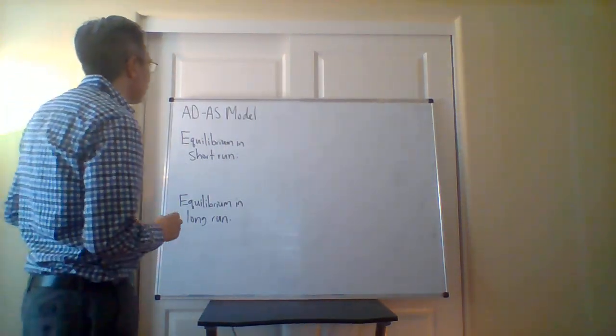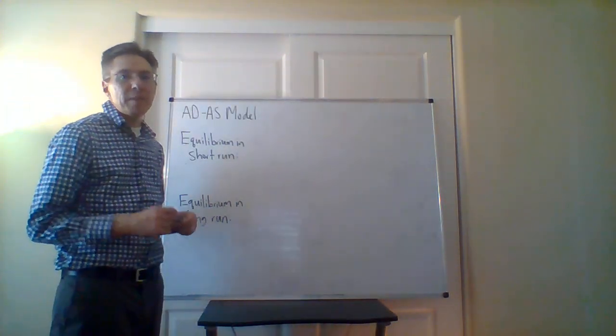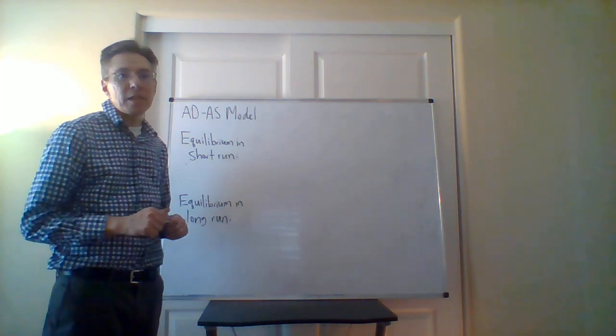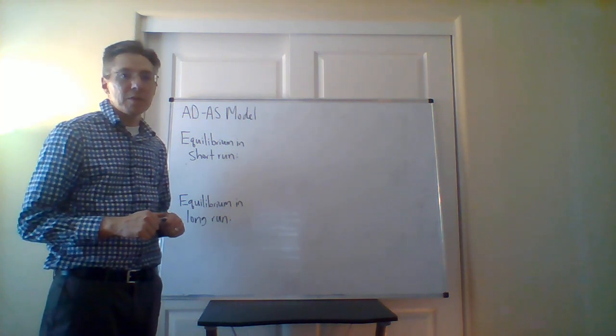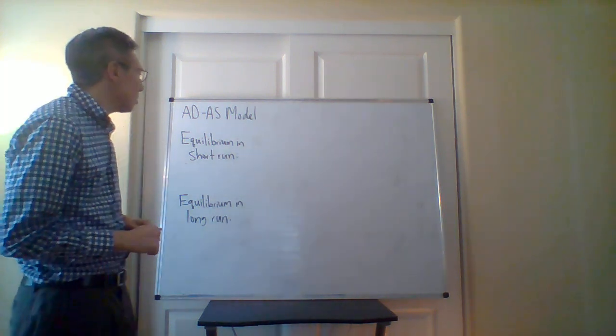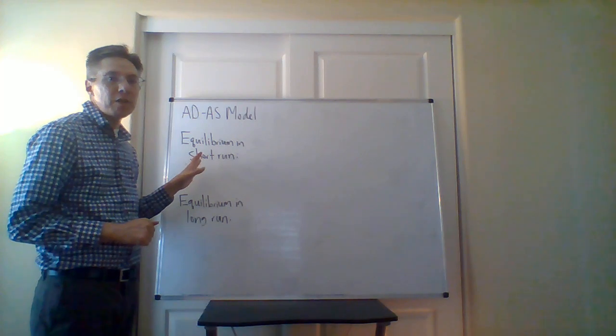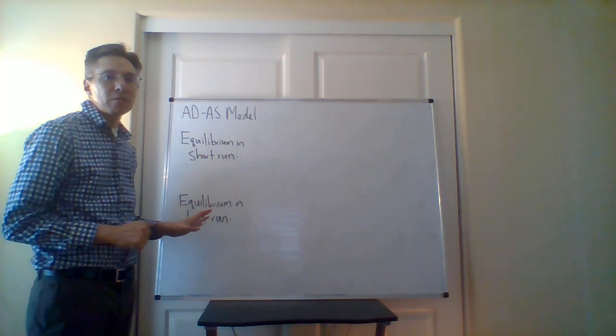Okay, so in terms of talking about the ADAS model, we've talked about each curve in isolation, but what we now want to do is combine them together and also talk about the equilibrium. So in terms of the equilibrium, we can talk about two types. There's the equilibrium in the short run and the equilibrium in the long run.